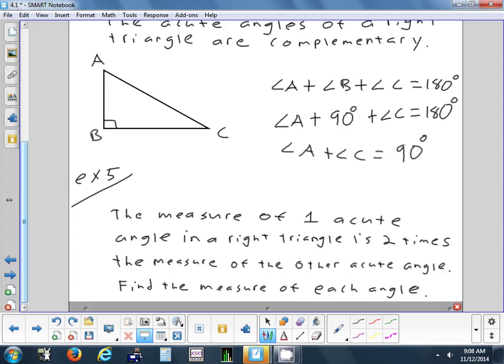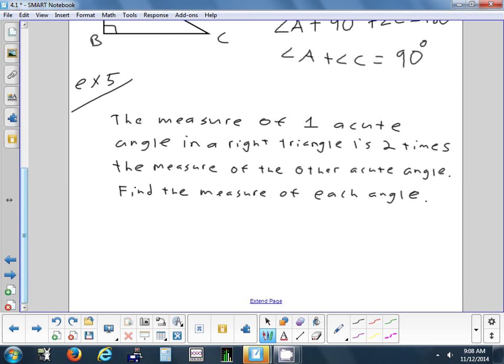Okay, so this will be our last one. So it says we have a right triangle. Let's sketch that. And it says the measure of one of the acute angles is twice the measure of the other. Find each angle. Right, let's start with the angle, doesn't matter which one, because this isn't drawn to scale. Start with the one in the lower right.